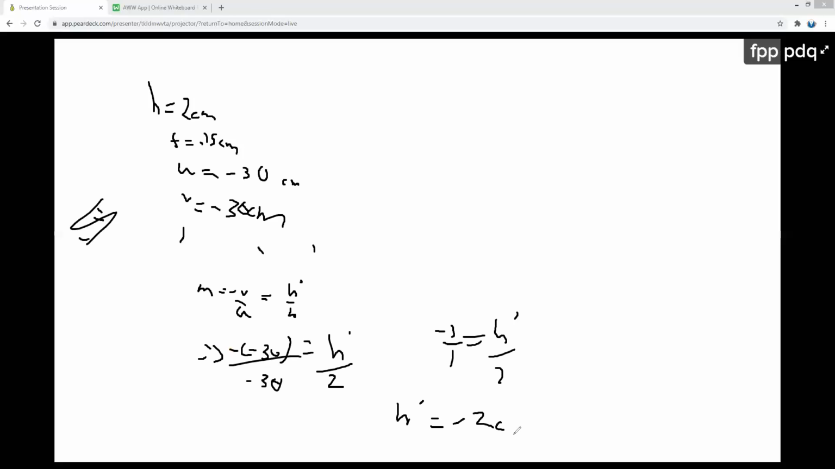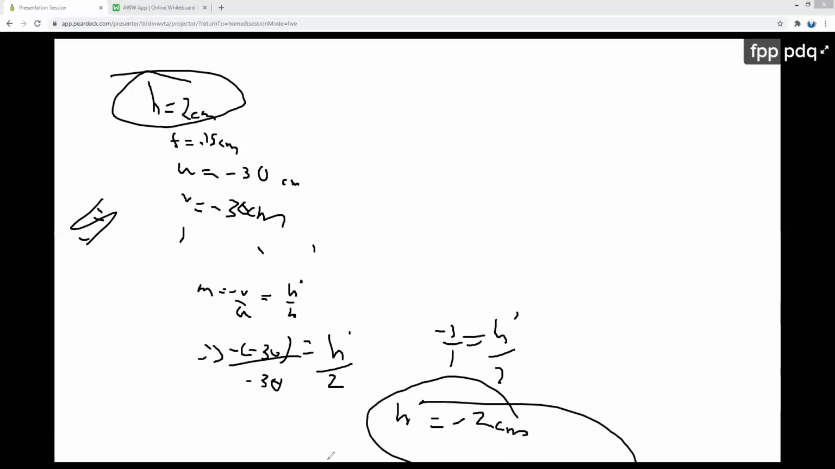Now we are asked to find the nature of the image. So over here you can see that there's a negative sign. From this you can understand that the image is formed below the principal axis. Also, height of the object is 2 centimeter. Height of the image is 2 centimeter. So the object and image size are equal, so magnification will be 1. The image formed is real and inverted. That's your magnification.